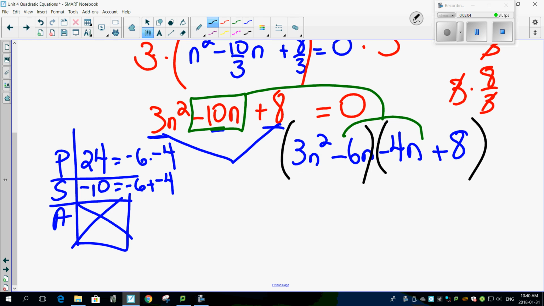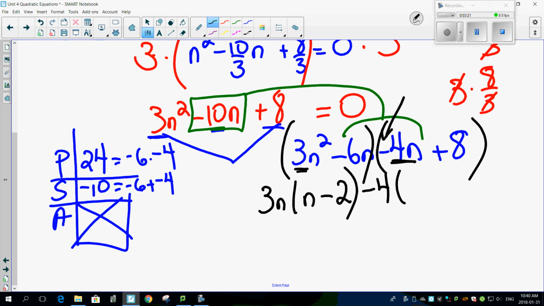Watch this. Take out a 3n from this side, leaving you with an n minus 2. Now, look at this one. It has a negative up front. So take the negative out. If you take a negative 4 out, look what happens. It changes the sign of this guy, and factored just becomes n. Changing the sign of this guy to a negative, and factored, that just becomes 2. Really easy, isn't it?